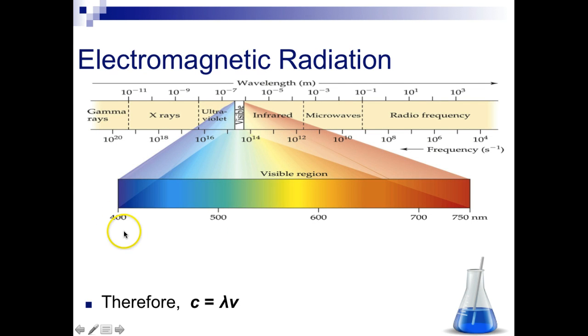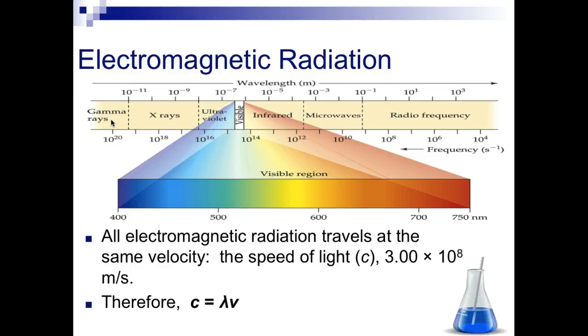So here's our electromagnetic spectrum. Wavelength increases going to the right, frequency increases going to the left. Us as humans can only see between 400 to 750 nanometers, and that's where the visible region is. But gamma rays, X-rays, ultraviolet, infrared, microwaves, and radio waves are the different types of electromagnetic radiation. Wavelength increases as you go to the right. So radio waves have high wavelength but low frequency. Gamma rays have a low wavelength and a high frequency.